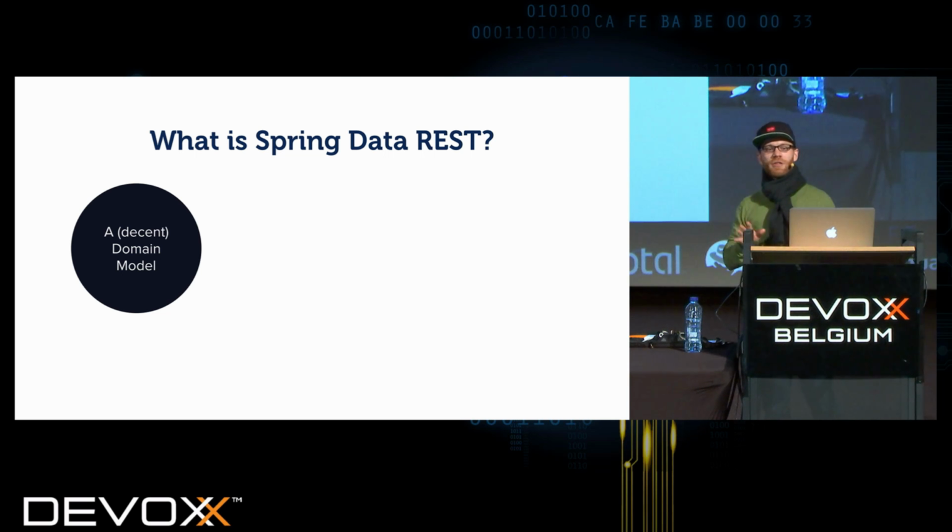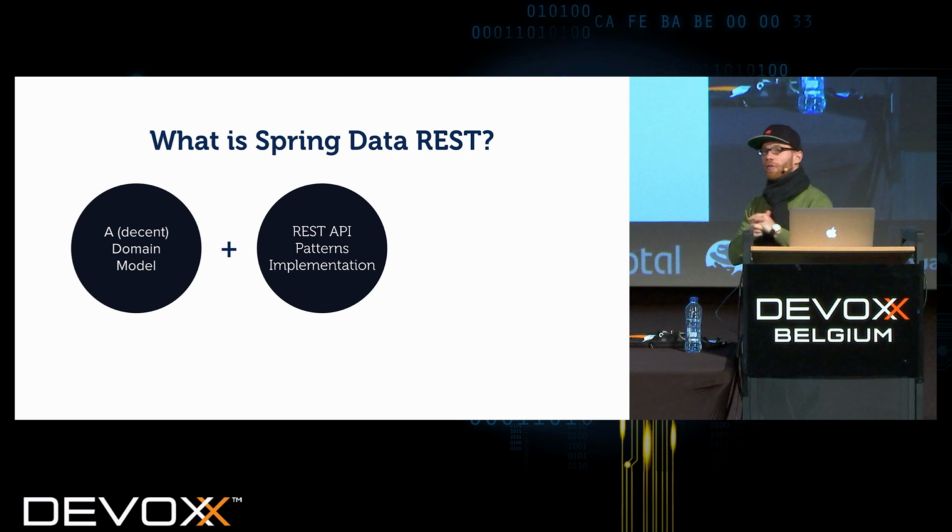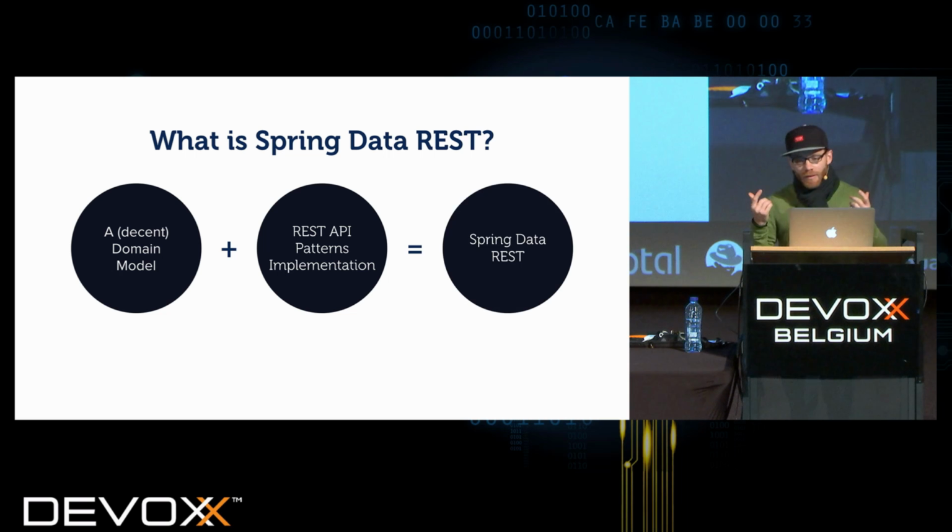What different roles they actually have, right? So what we take is we take your domain model implementation and try to find out which, for very important concept, which of the entities you have are actually aggregate roots, and then apply some REST API patterns on top of those. That's basically what Spring Data REST is, right?